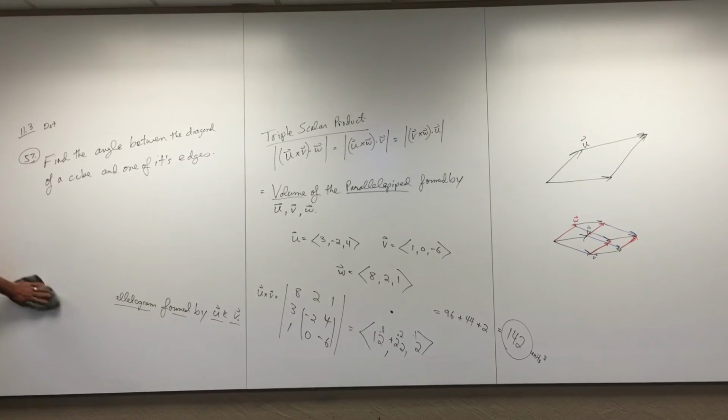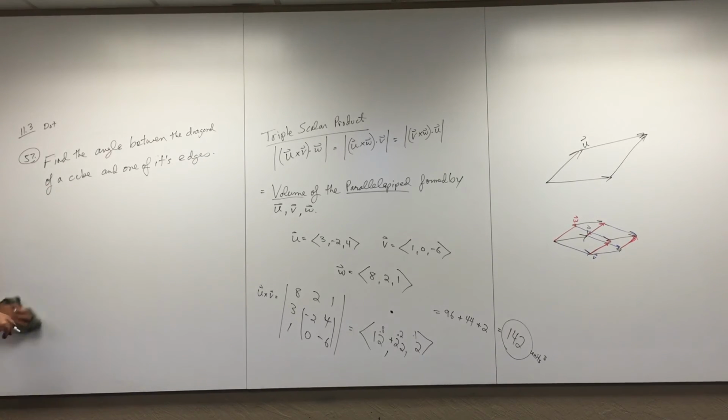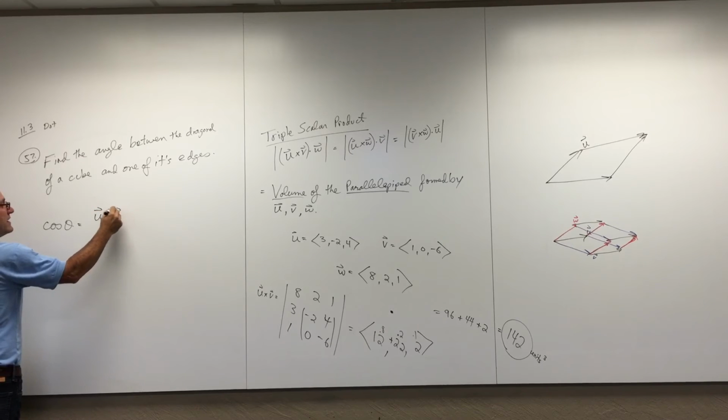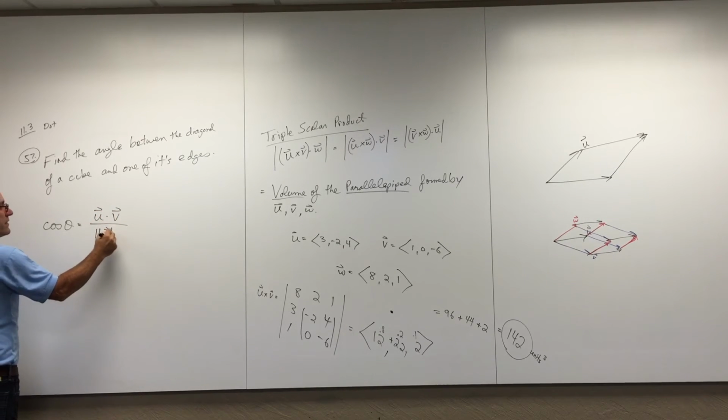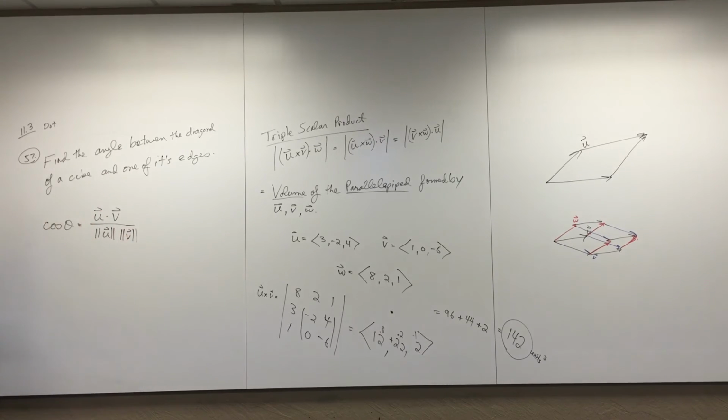Anyway, when they ask me to find an angle, I'm back in 11.3. You need this formula. I like this. This is on my test. This is on my quizzes. That's this formula again. To find an angle, the cosine of the angle between two vectors is u dot v over the magnitude of u times the magnitude of v. Now that's the angle between two vectors.